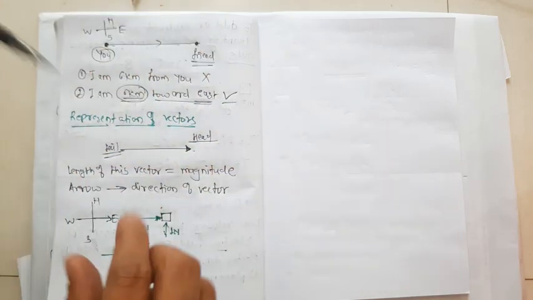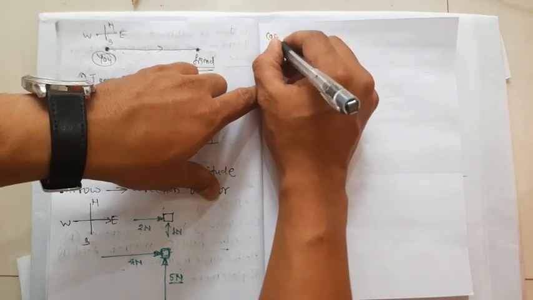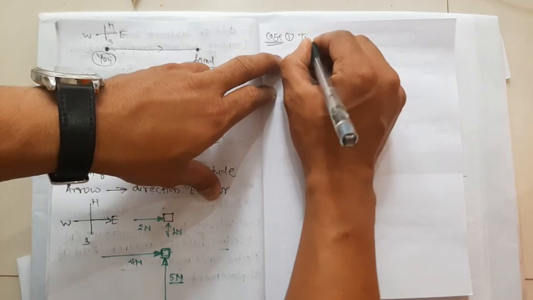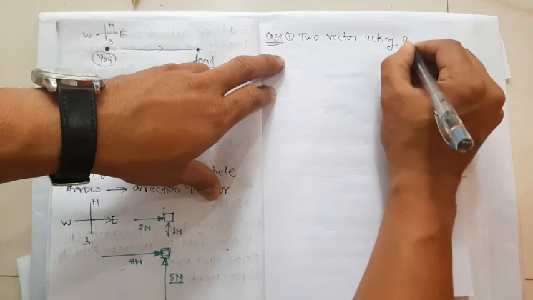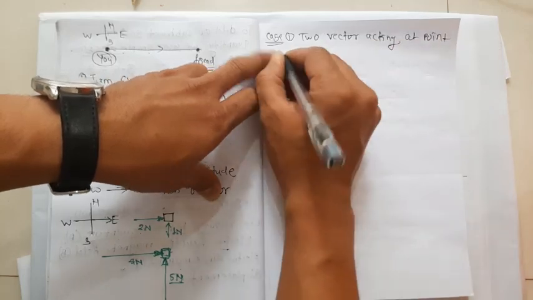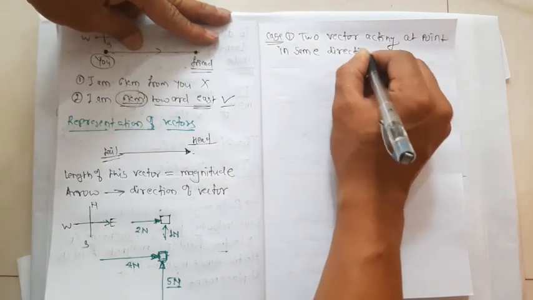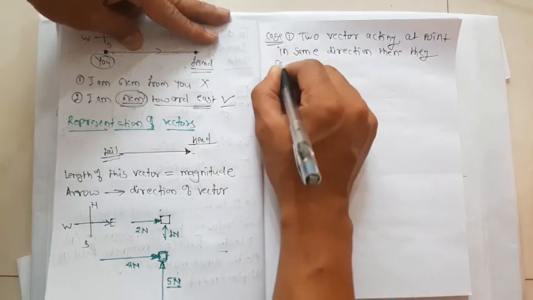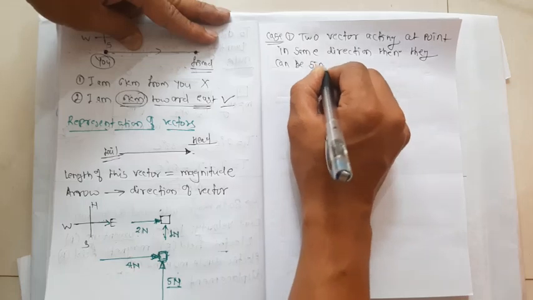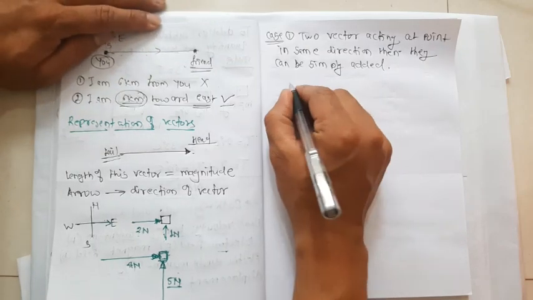Now, so I will take this case 1. If two vectors are acting at a point in the same direction, then they can be simply added, correct. What is the meaning of this?